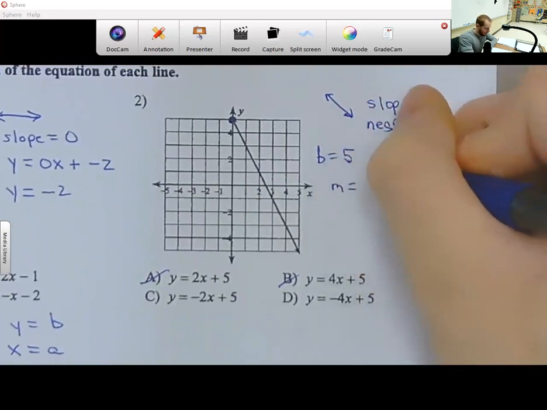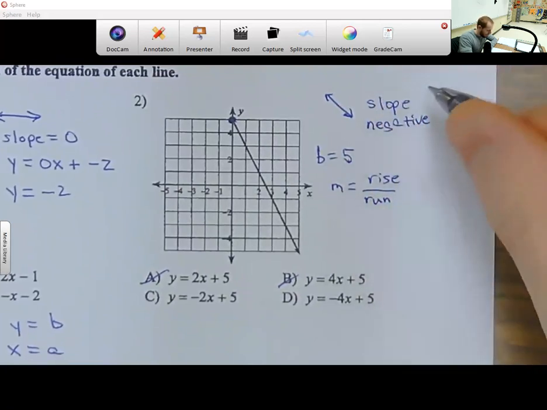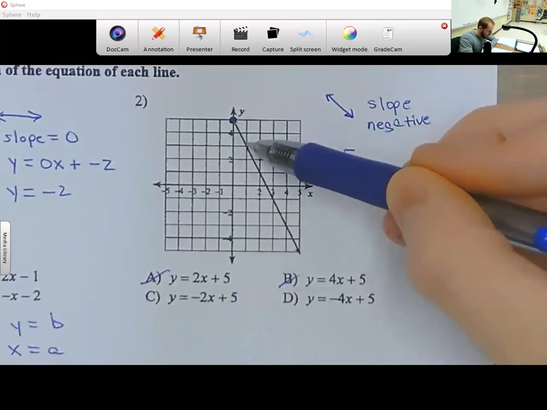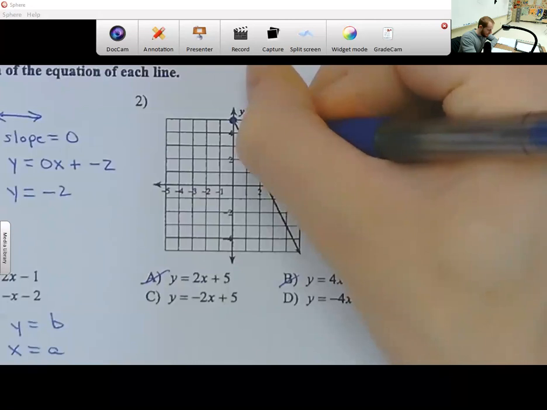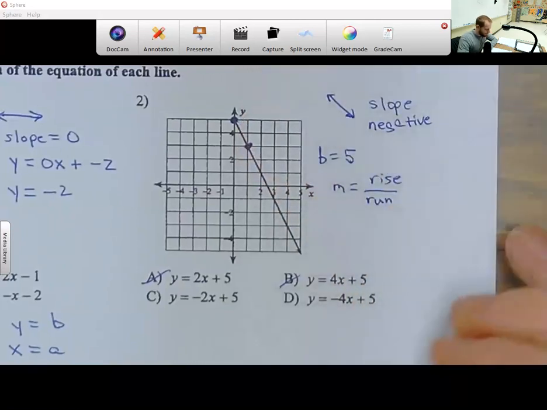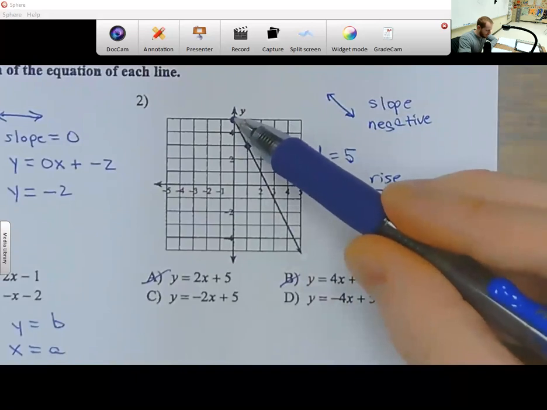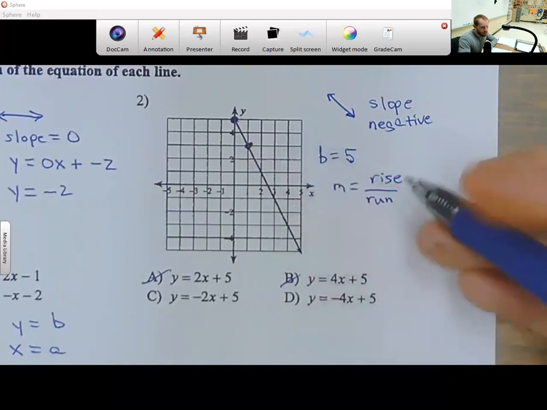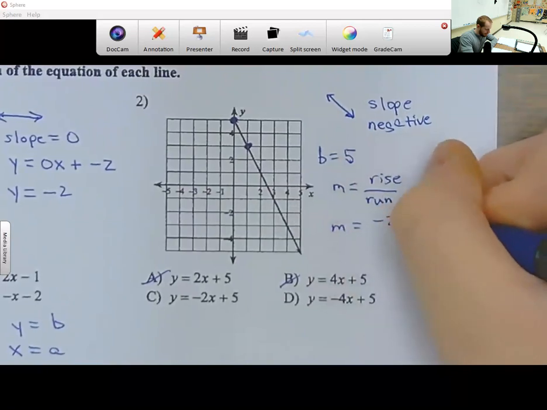So m is equal to rise over run. We're going to choose 2 points from the graph. Let's choose the point that I just made up there. And let's choose this point right here. 1, 3. Okay. So from the first point to the next point, how far does the graph rise or fall? Well, it's falling 2, which means it's rising -2. So the rise is going to be -2.